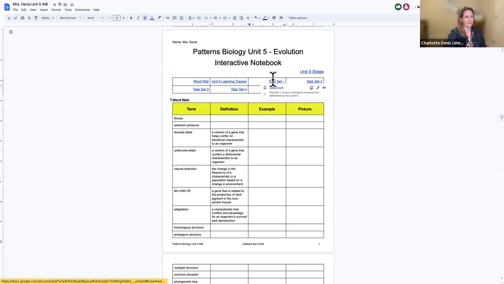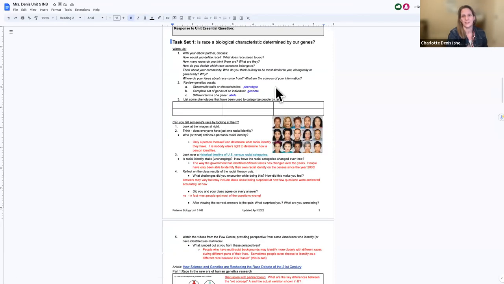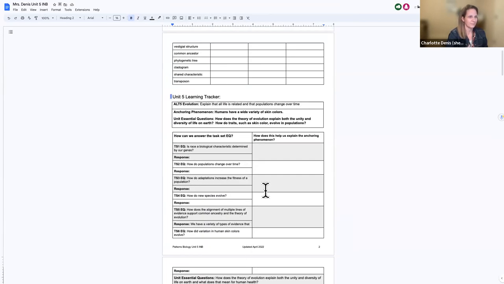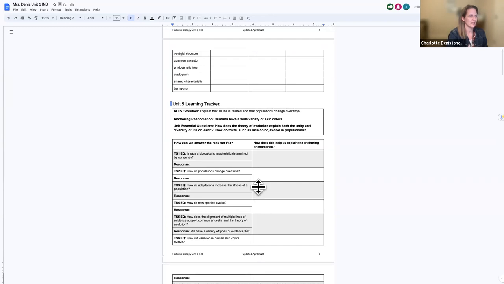I do like the change that we made a couple of years ago to make the sections of the INB accessible by bookmark. So I don't tell my students to scroll down to page 5. I say, click on task set 1 and use the bookmark and it's going to bring you right to the top of task set 1. And then they fill in that section and then maybe they scroll back up to the top or to their unit tracker.